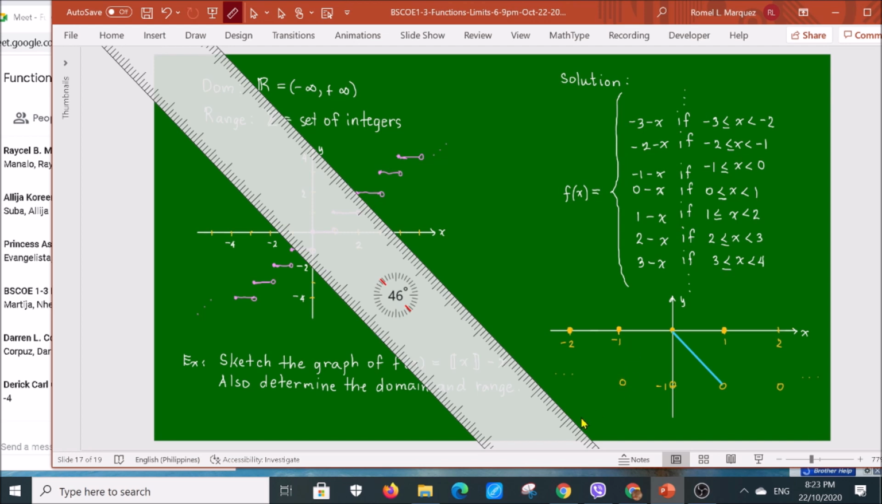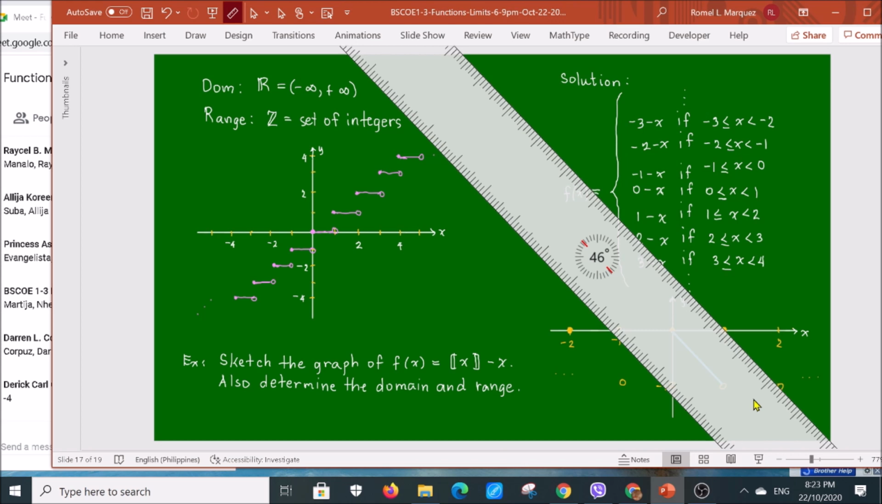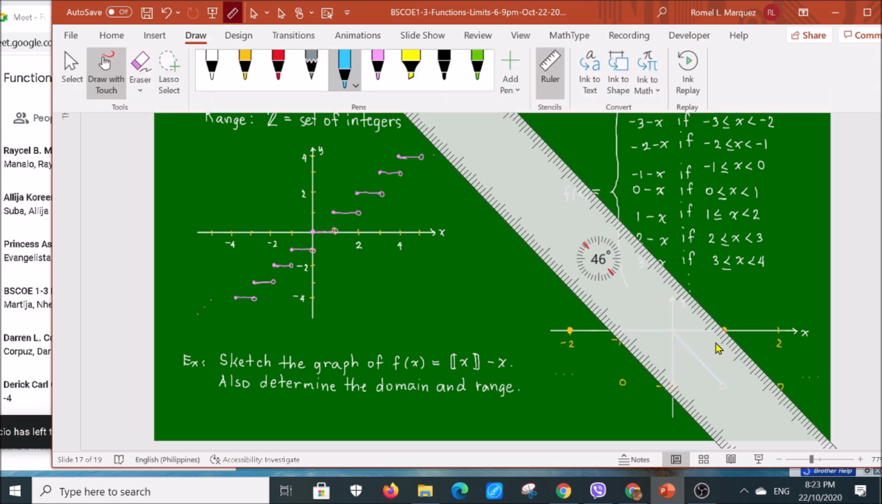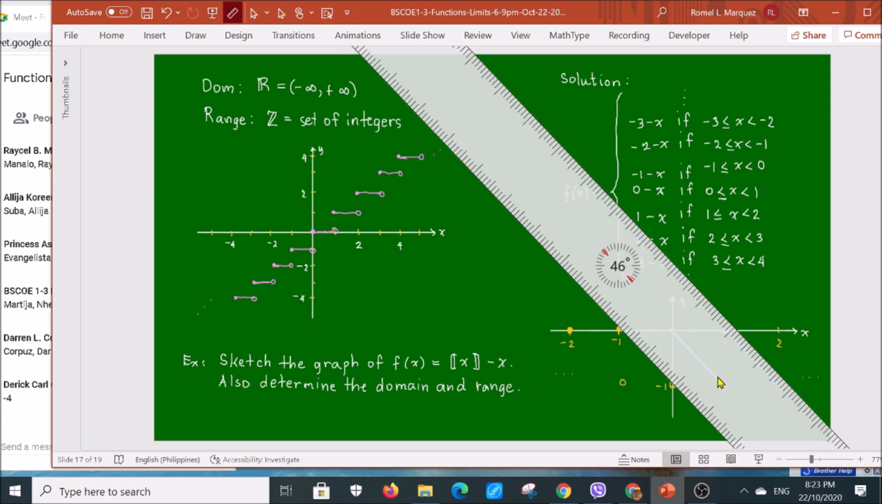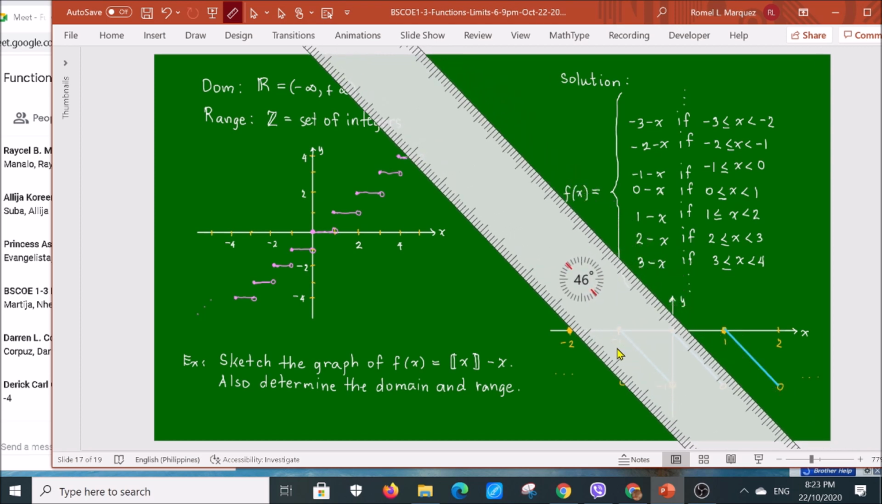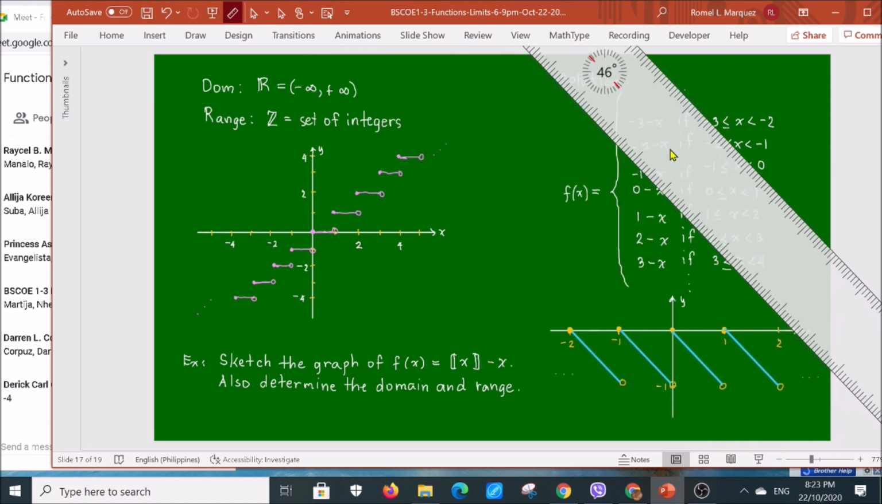Okay, so I will now draw. Those are parallel lines, children. That is how it looks. Children of the Philippines, see? Is it an amazing graph? So like this, see? Okay, so that is how the graph looks like.